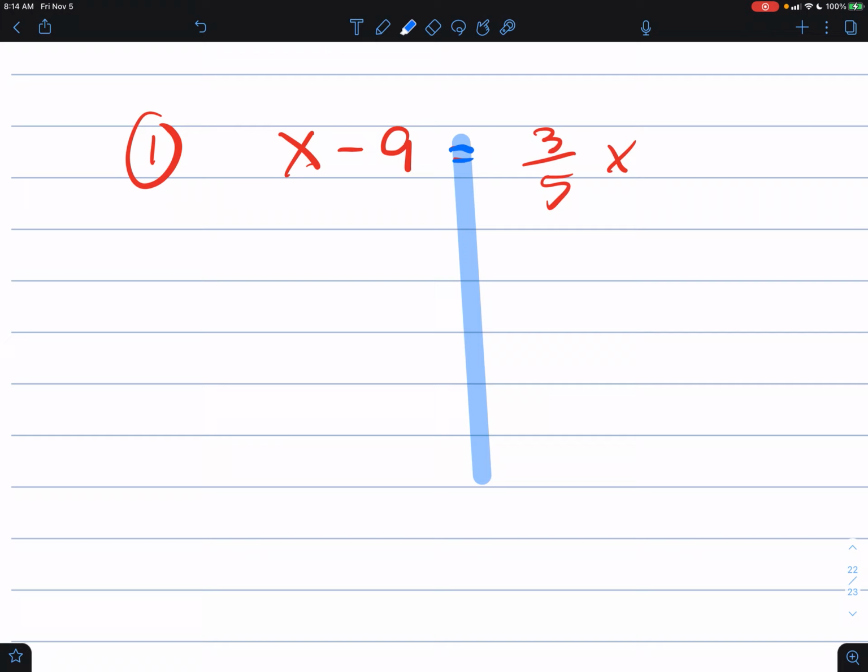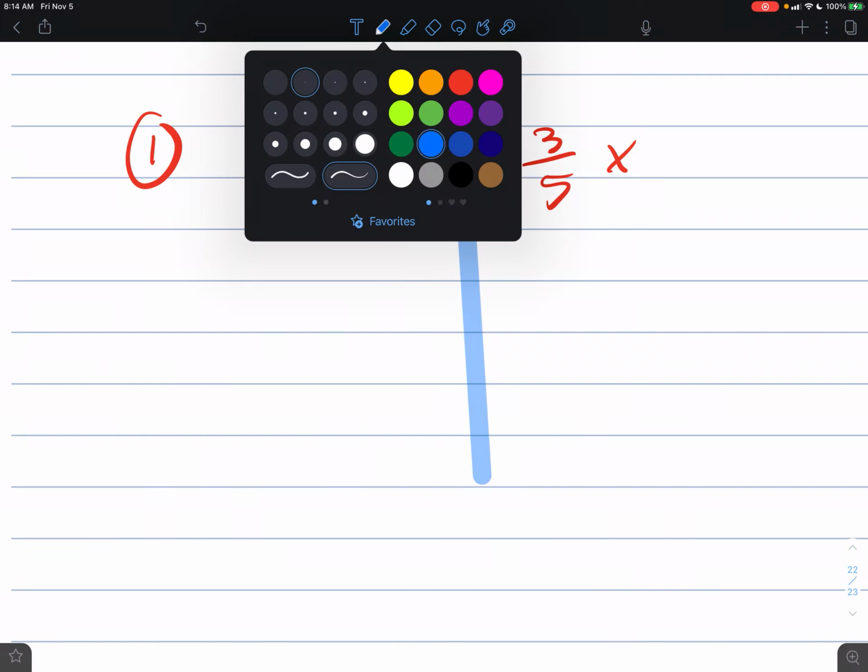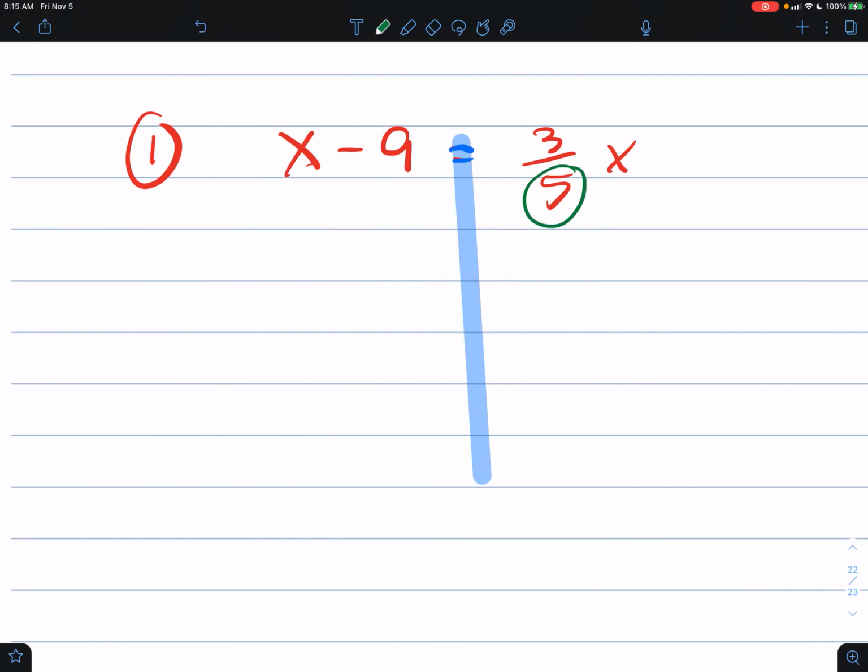So on this problem right here, we have our equal sign, and we do have a fraction right here. One thing that we can do to get rid of fractions is to multiply by the denominator. So we have a 5 in our denominator. So what we can do is multiply everything in our problem by that denominator.